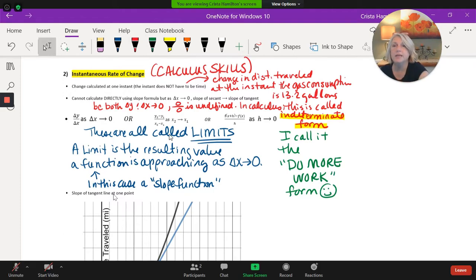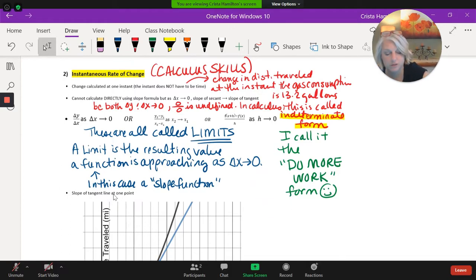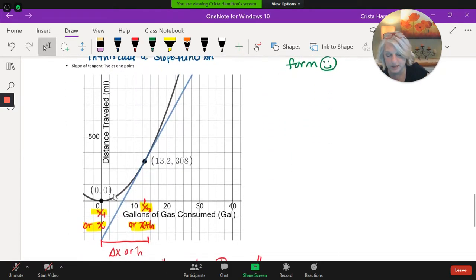All right? And as a definition, the limit is the resulting value the function is approaching. So if I'm looking at delta x approaching 0, what I'm trying to see is what the slope is approaching as the secant line turns into a tangent line.